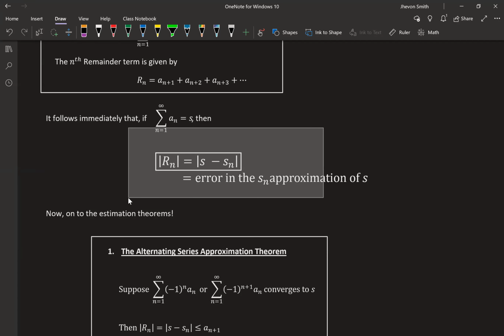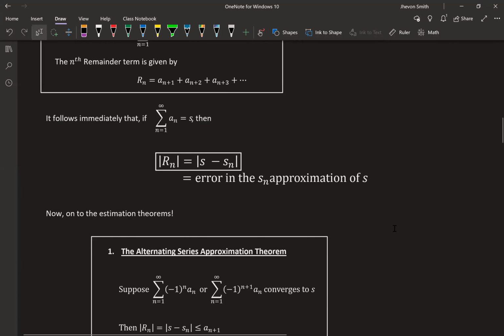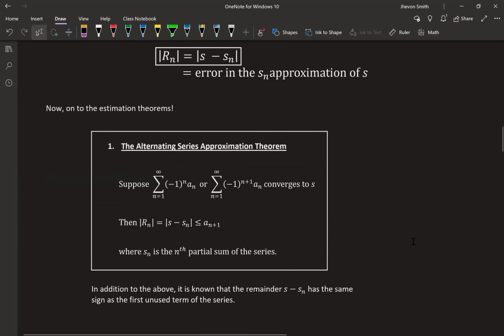So if I want to add up a finite number of terms to approximate a series, all I need to do is add up enough terms so that my remainder term has an error that is smaller than some tolerance that I would like. It turns out for an alternating series, this is actually surprisingly easy to figure out. And the proof is also surprisingly easy, but I don't want to waste time actually showing you the proof. You don't need to know the proof. So this is called the alternating series approximation theorem. It is a very important theorem for you to know.